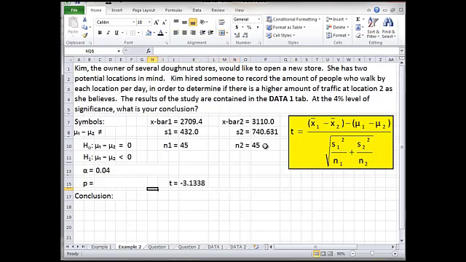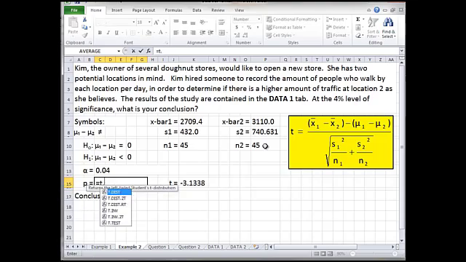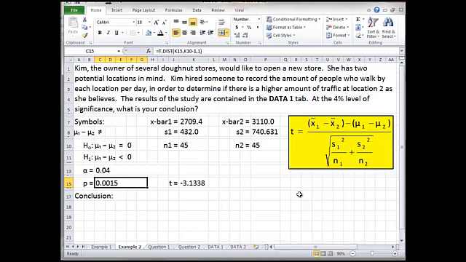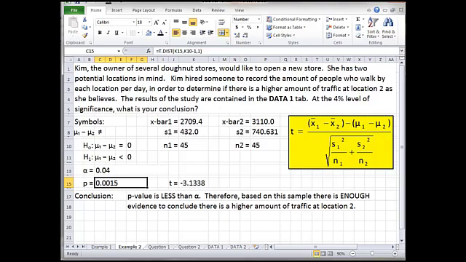So now again, we are doing a left-tailed test. So using the original version of t.dist, our first input is our t-score. Our second input is degrees of freedom. Both sample sizes are the same. Cumulative, yes. Hit enter. So based on the fact that our p-value is less than the level of significance, we have enough evidence to conclude that there is a higher amount of traffic at location 2.